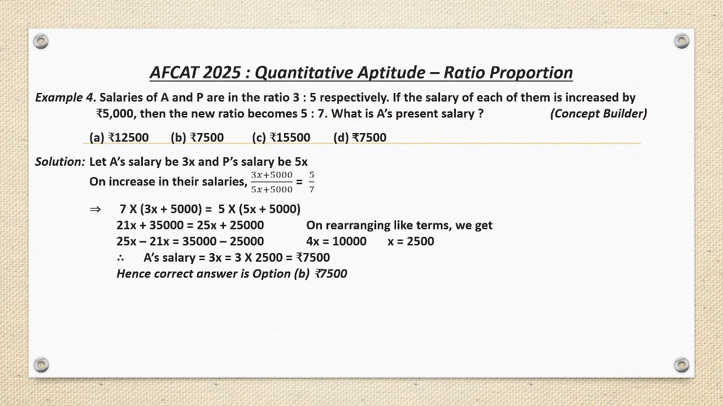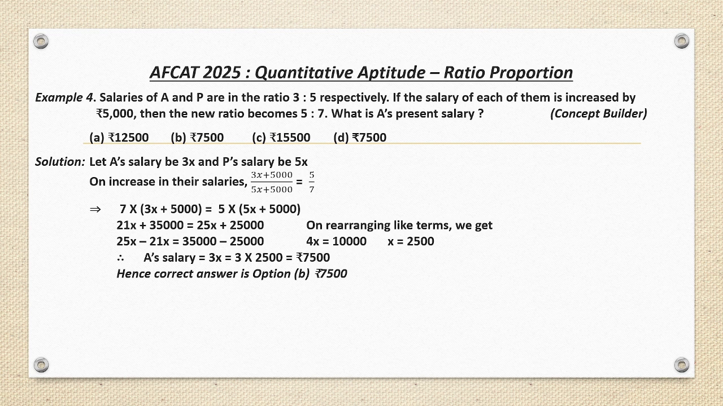Fourth one. Salaries of A and B are in the ratio of 3 is to 5. And if the salary of each of them is increased by 5,000, the new ratio becomes 5 to 7. Right? Both of them, the salary is being increased by 5,000. That is the key point. Now the question is, what is A's present salary? So as usual, please take a minute pause and try to solve the question.